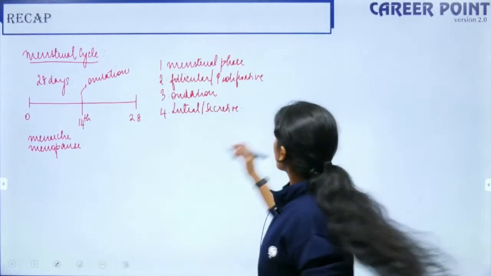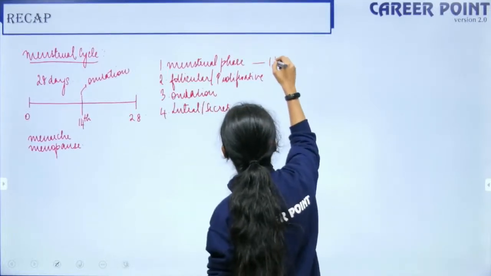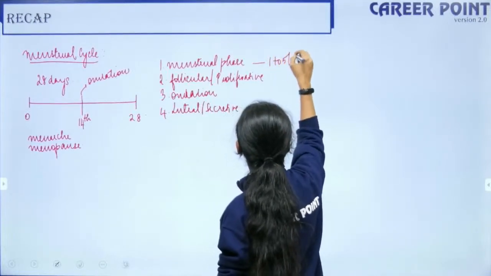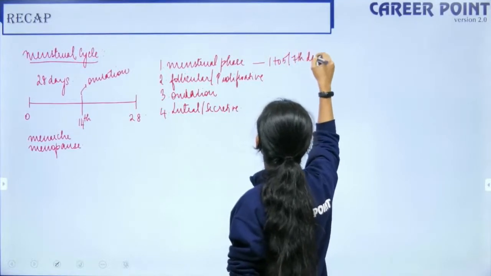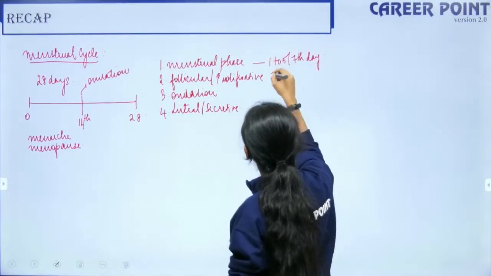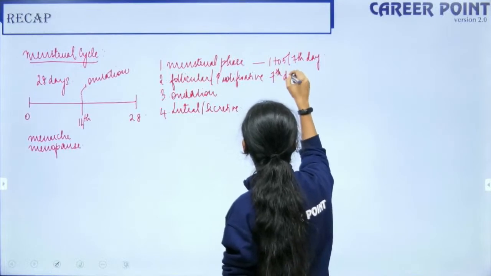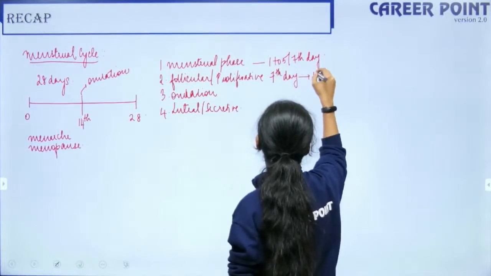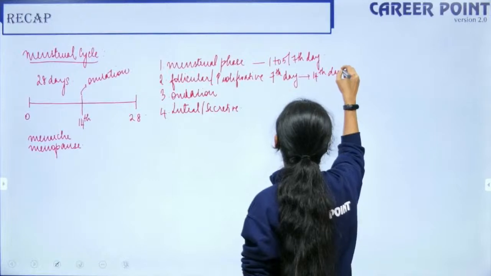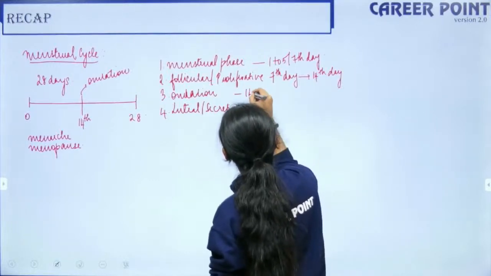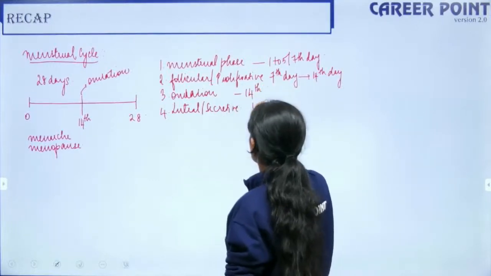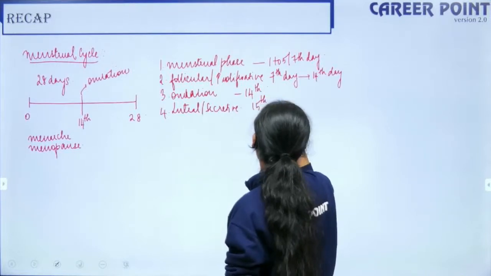Your menstrual phase happens from the 1st day to the 5th or 7th day. Your follicular phase happens from the 7th day to the 14th day. Exactly on the 14th day, you have your ovulatory phase. The luteal phase is from the 15th to the 28th day.